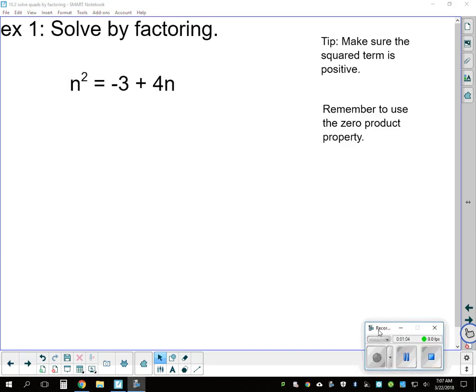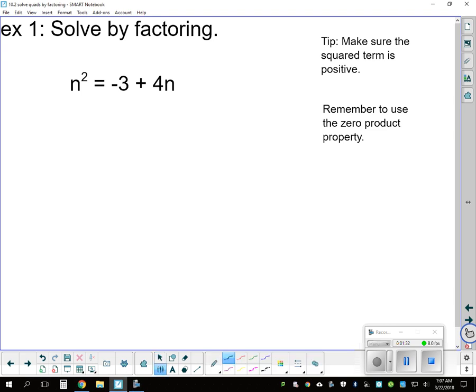All right. Example 1, solved by factoring. You can see that this is a quadratic because it has a variable to the second power. Here's some tips. Make sure the squared term is positive. Well, the squared term is positive, but we can't factor in this order, right? In order to factor, we need to have it in what we call standard form. And standard form means that you want to have your highest exponent and then put them in decreasing order. So you want it to look something like ax squared plus bx plus c.